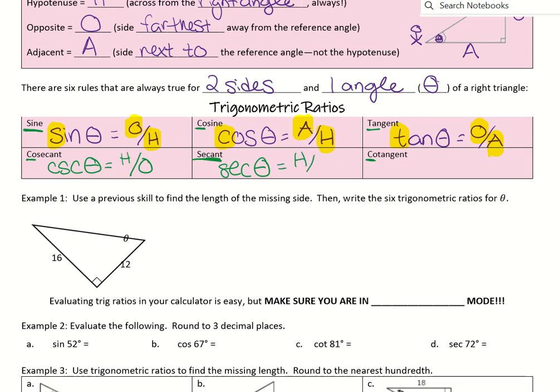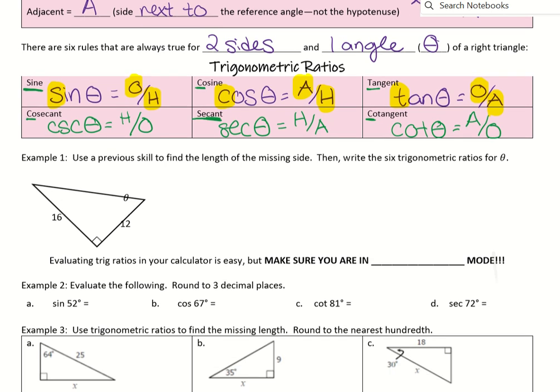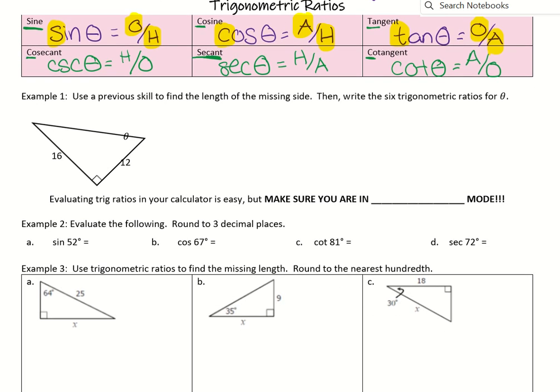So this will be H over A, and then cotangent goes with tangent, and it is the reciprocal, A over O. So these are the 6 trigonometric ratios. So let's take a look at this one. The theta got a little bit messed up when this printed here. So let me fix that theta, put it right there.